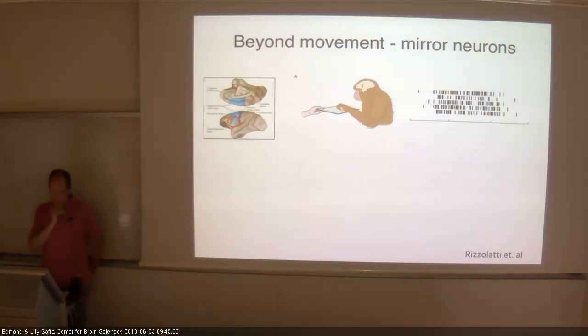Rizzolatti, where he took a monkey and made it make a simple movement, grabbing some food, and during this task initially recorded in this area. This is F5, sorry, F5. It's a motor cortex, and here around this area he recorded neural activity, and we knew already that neural activity in this area is related to the motor task, to the motor behavior. So he's grabbing this food, and you can just do the raster.